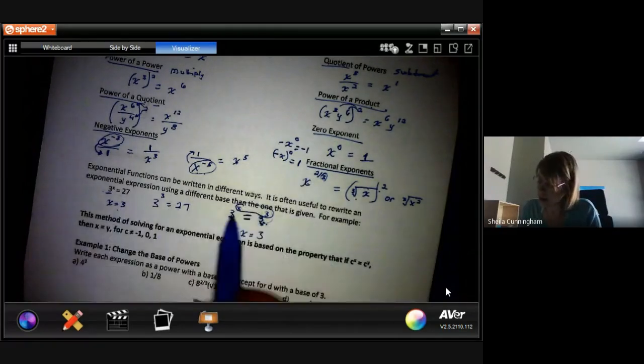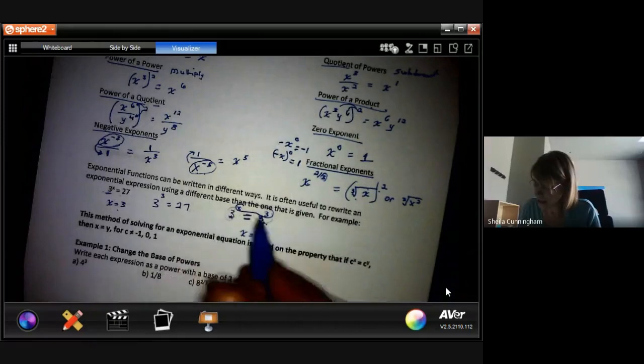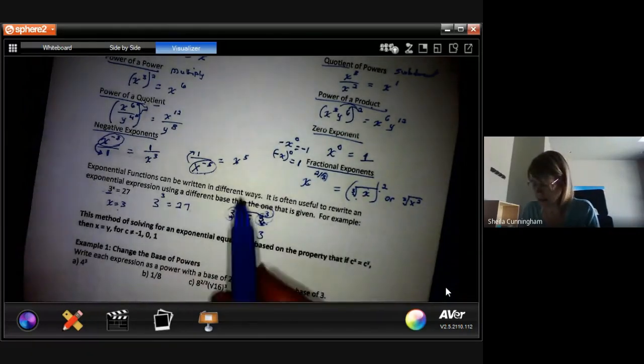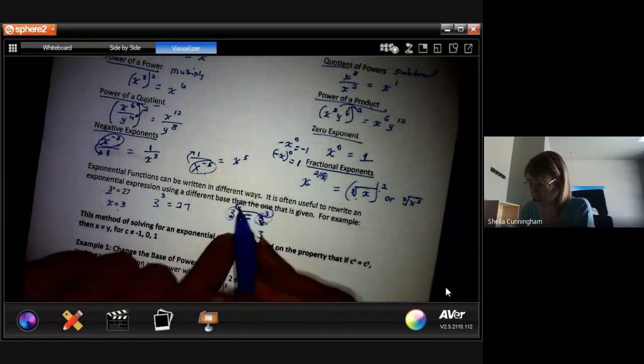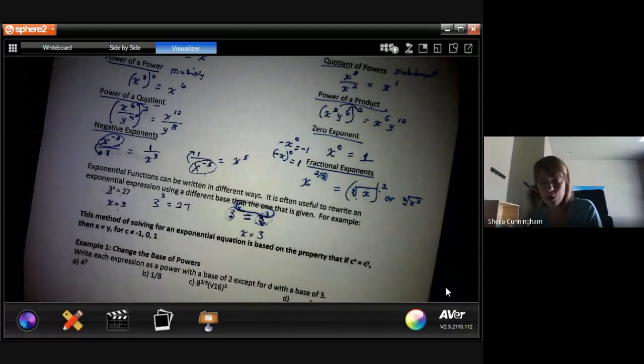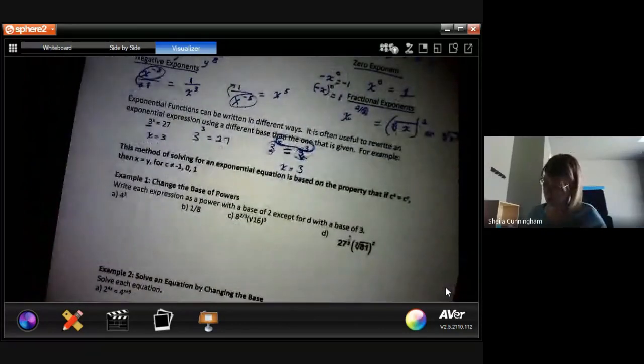So in reality, if we can create the same bases on either side of the equal sign, then I can set my exponents equal to each other, and then I'm able to figure out what my variable, what that x, would actually equal. So that's where we're moving to as we go through these questions. Let's look at the first one.